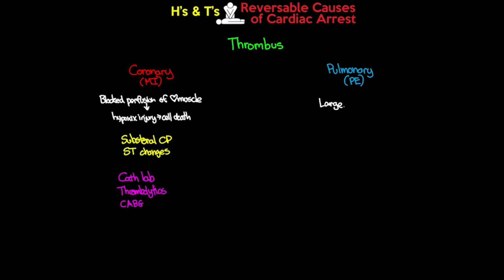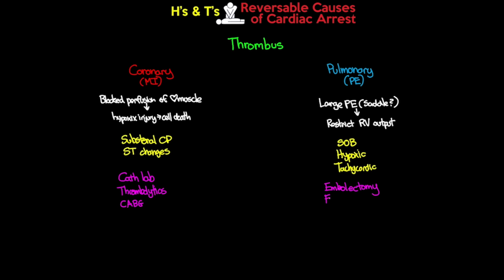Now, looking at our pulmonary thrombus, if they end up with a large PE, like a saddle PE, this can really restrict the output of the right ventricle. These patients before could have been short of breath, hypoxic, and tachycardic just prior to this. There's a few different treatment options available for these patients. First is going to be the possibility of an embolectomy. We also might consider using fibrinolytics. And ultimately, if you have the capability, you might also be considering something like VA ECMO.